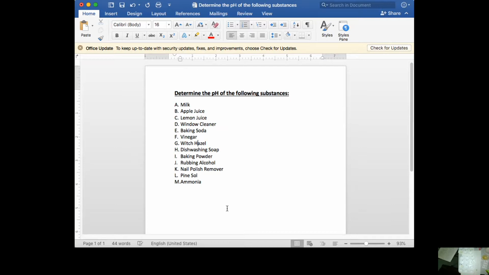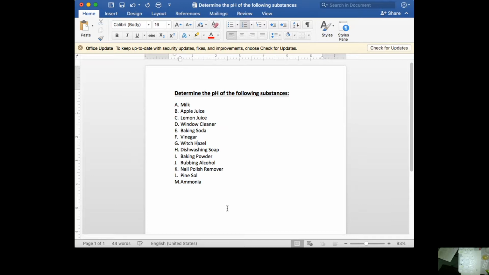Well, 13 is a high base. This is neutral, like water. This is more acidic. This is more basic. Here's a clue for you guys. Acids are typically sour. Bases are typically bitter.